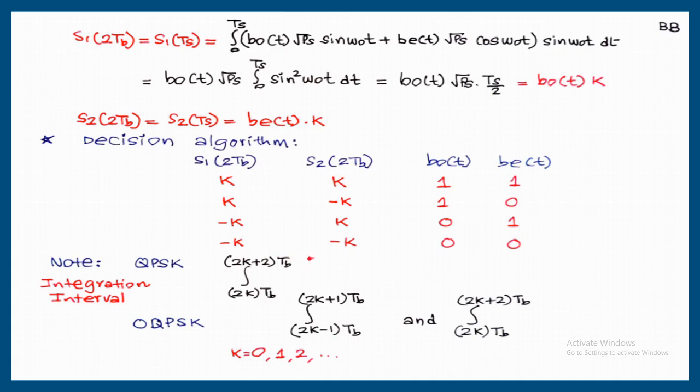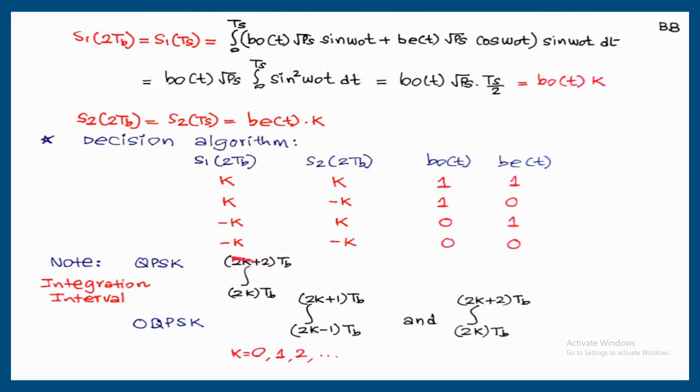0 to 2TB. That is, it is written like this: integral 2k TB to (2k plus 2) TB. Substitute k equal to 0 here, so it will be 0 to 2TB. And another interval will be (2k minus 1) TB to (2k plus 1) TB. Substitute k equal to 0. It will be minus TB to plus TB.